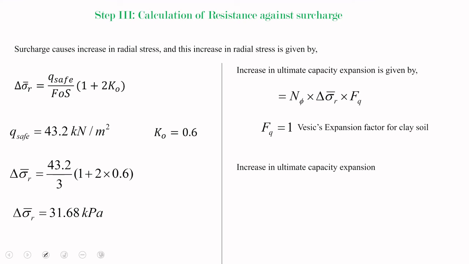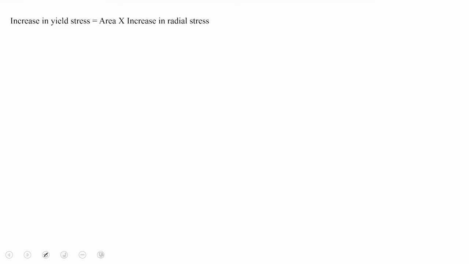This is again nothing but a stress. 7.55 into 31.68 comes around 239.18 kilonewton per meter square. Just because of a stone column, it will cause this increase in ultimate capacity expansion, so it will be 239.18 kilonewton per meter square. Now, the increase in yield stress will be equal to area into increase in radial stresses. Here the area of a stone column is taken.